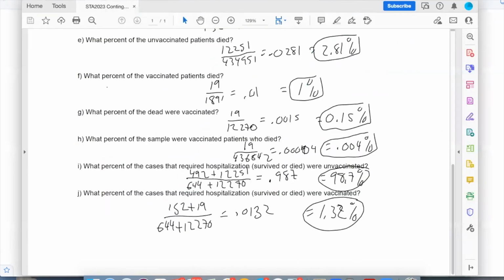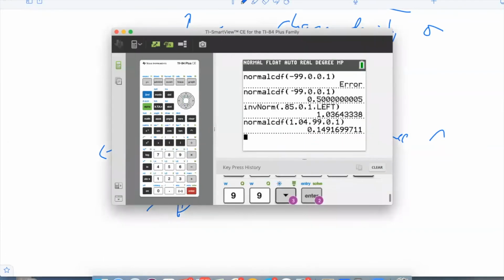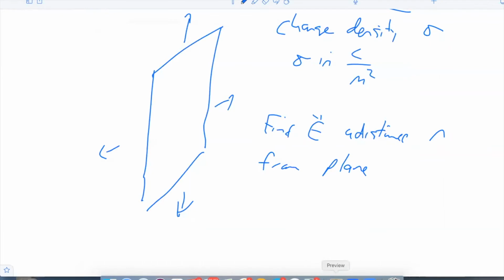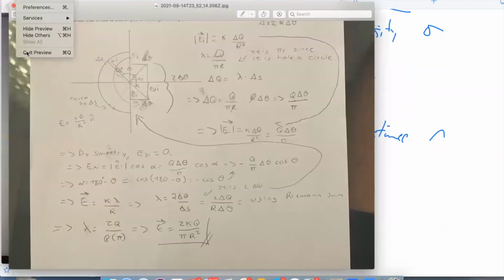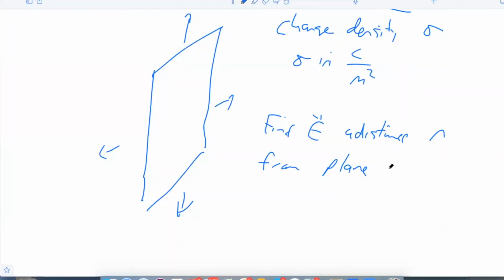Let me close some stuff because my battery is starting to get low. I don't know if you guys can see my battery. I think you can only see, I don't know if you can, but the little red there says I'm going to die soon.